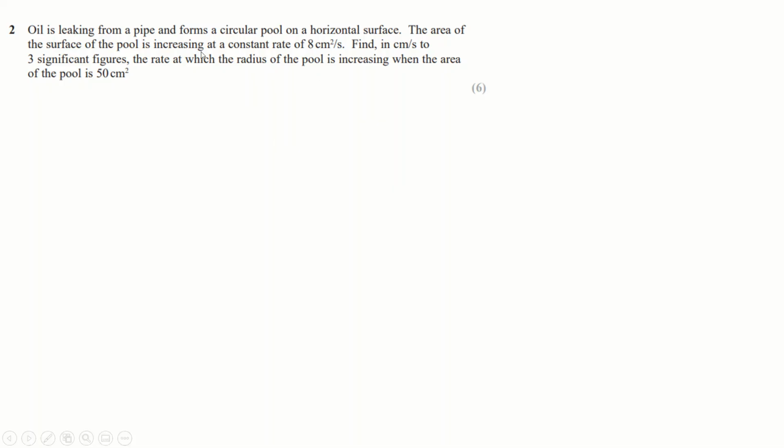Number 2, this is a very classic A-level further maths question. Really interesting. Oil is leaking from a pipe and forms a circular pool, horizontal surface. The area of this thing is constantly increasing here. Okay, so we've got a pool that's in a circle. So the surface area of that circle is clearly πr². So surface area, I could have called it A, I guess, but S for surface area is πr², where r is the radius because it's a circle.